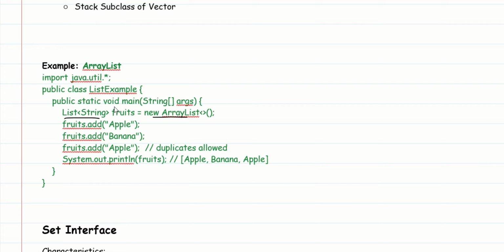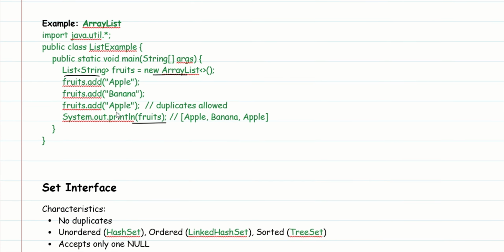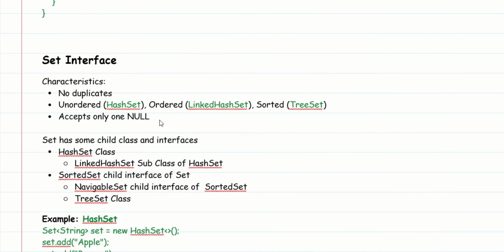If you want to get all the items, just iterate over them, or print them within the sysout. To iterate, as I mentioned, we have the for loop based on the counter, or the for each can also be used. Here you can see the duplicate is allowed. In the set it's not.